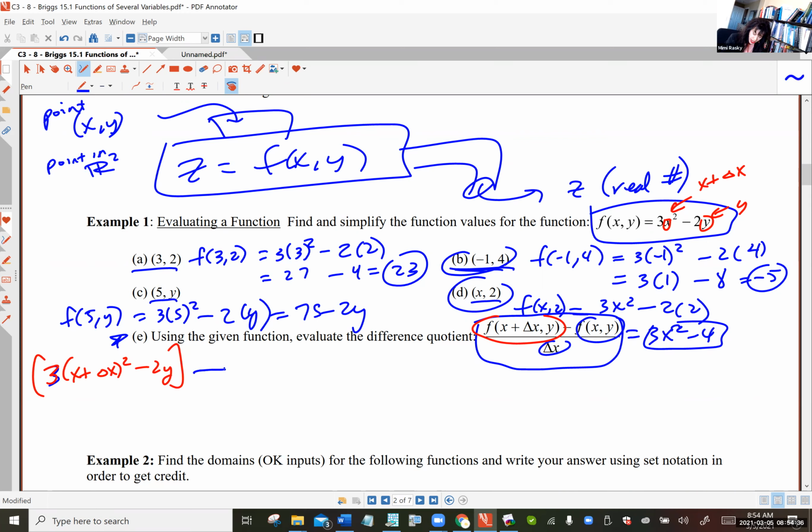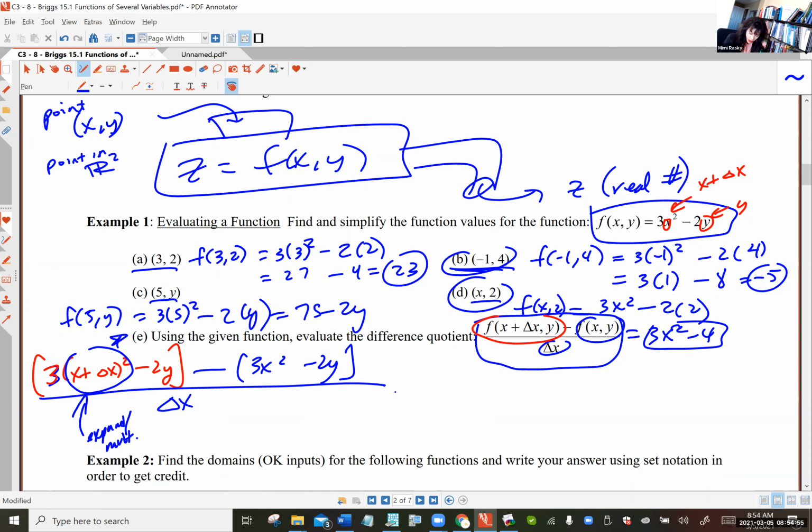And then we'll subtract the original function f(x, y), which they gave us, which is 3x squared minus 2y. So I'm just substituting. And this is going to be all over some weird thing, delta x. And now you're just going to do a whole bunch of algebra. So this right here, you're going to want to expand and multiply, aka FOIL. So you guys probably are pretty familiar with foiling, right? First, outer, inner, last. So I'm just expanding it right now.